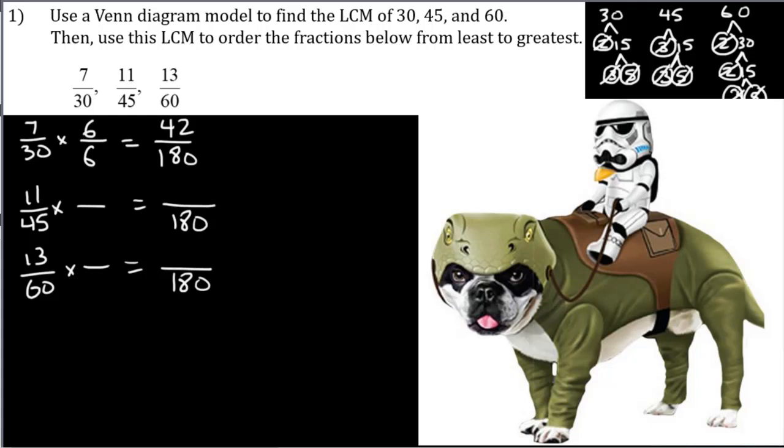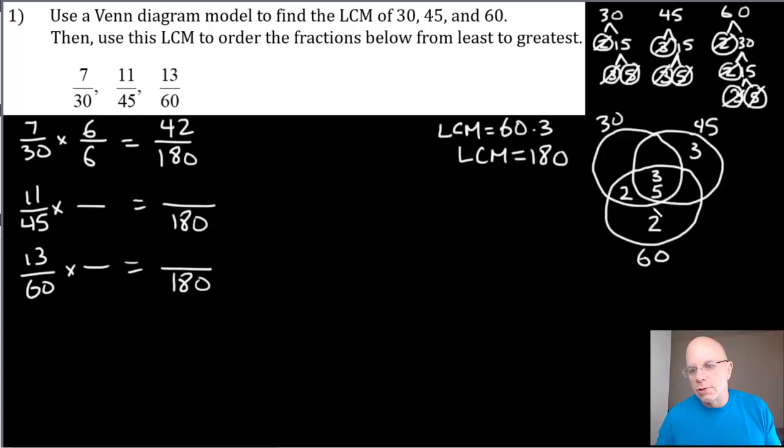If I look at my Venn diagram, the outside of the 45 circle are 2 2s, so 4 45s is 180. 45 times 4 is 180, so I'll multiply by 4/4 here, giving me 44/180ths, and you see how close these 2 fractions are to each other. There would be no other easy way to compare them. No benchmark fractions would really help in this situation. 60 times 3, this is what we use to find our LCM, so I'll multiply by 3/3 here and I get 39/180ths.